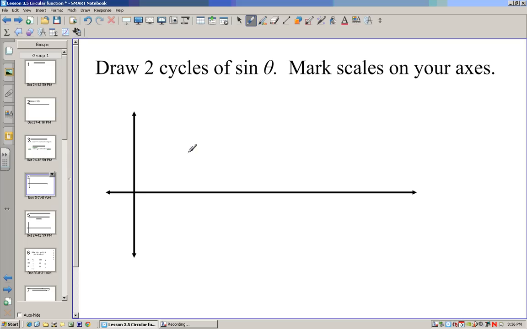So if I say draw 2 cycles of sine of theta, I'll want you to draw 2 cycles like this. This would be sine of theta, so that would be 360 degrees. This would be 180 degrees. It would be 90 and 270. We could continue every 90, filling in the rest of the graph.